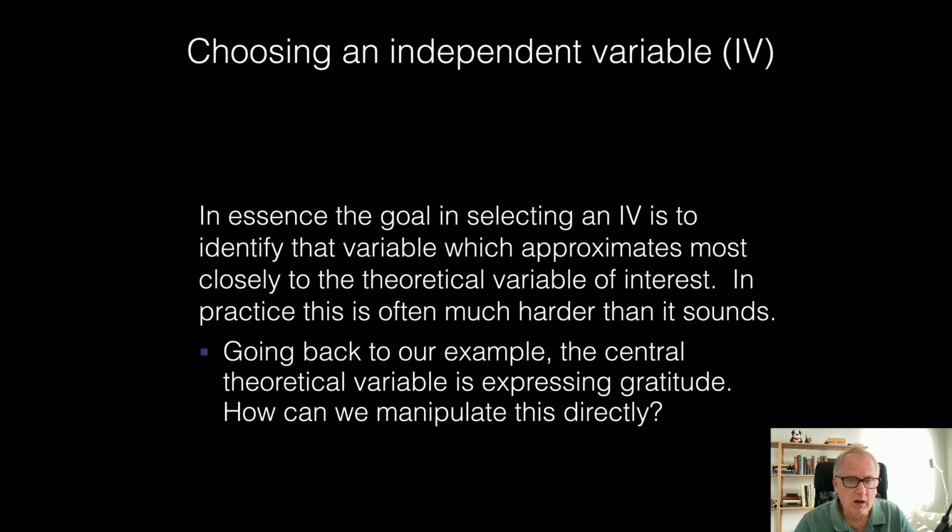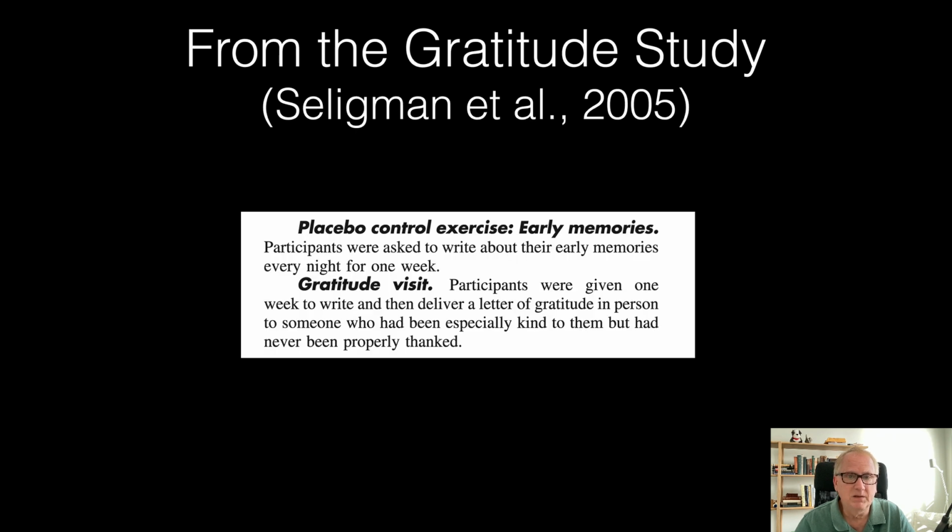So if you go back to our example, the central theoretical variable is expressing gratitude. So how can we manipulate this directly? How would you go about making sure that some participants are randomly assigned to a condition where they express gratitude and other people are in a condition where they don't? Well, we can look to see how Seligman did this in 2005. They had two different conditions.